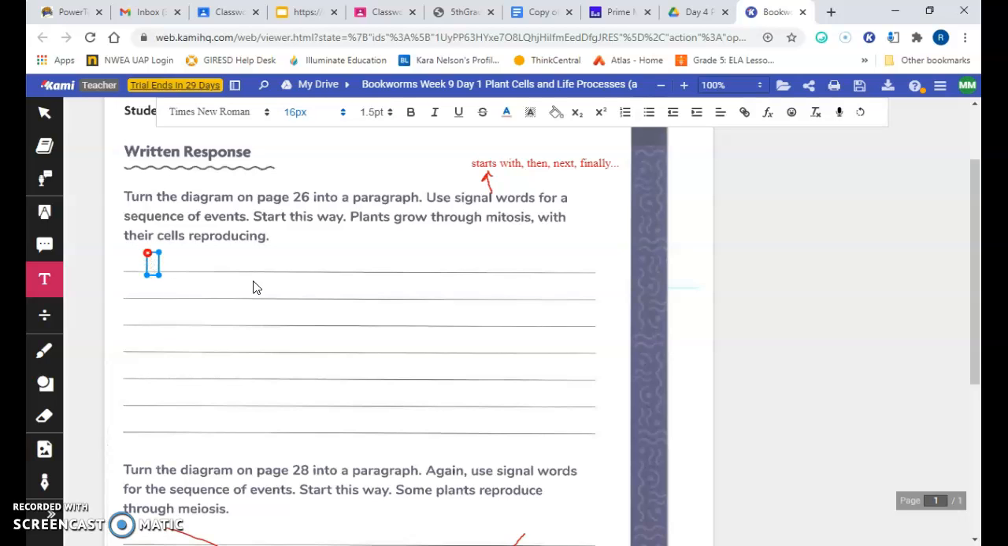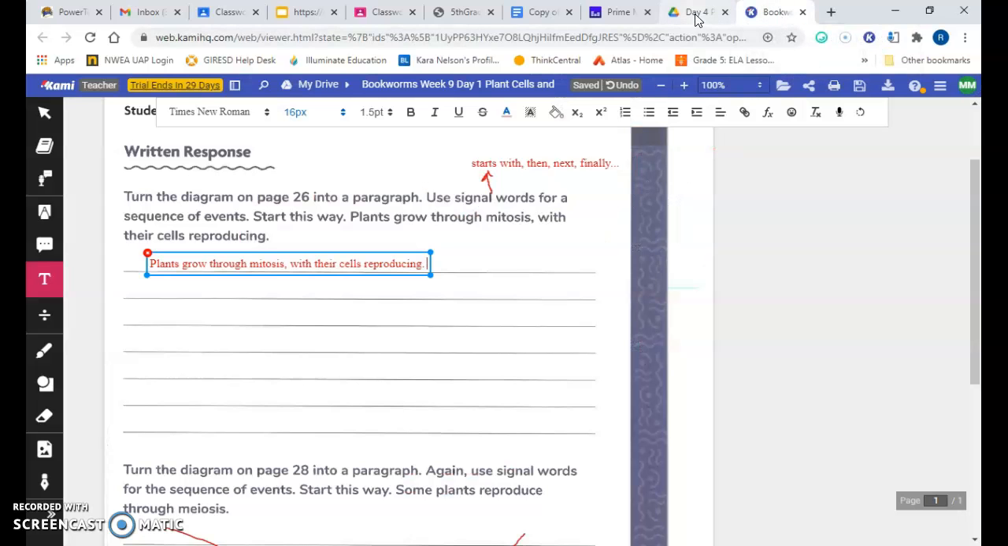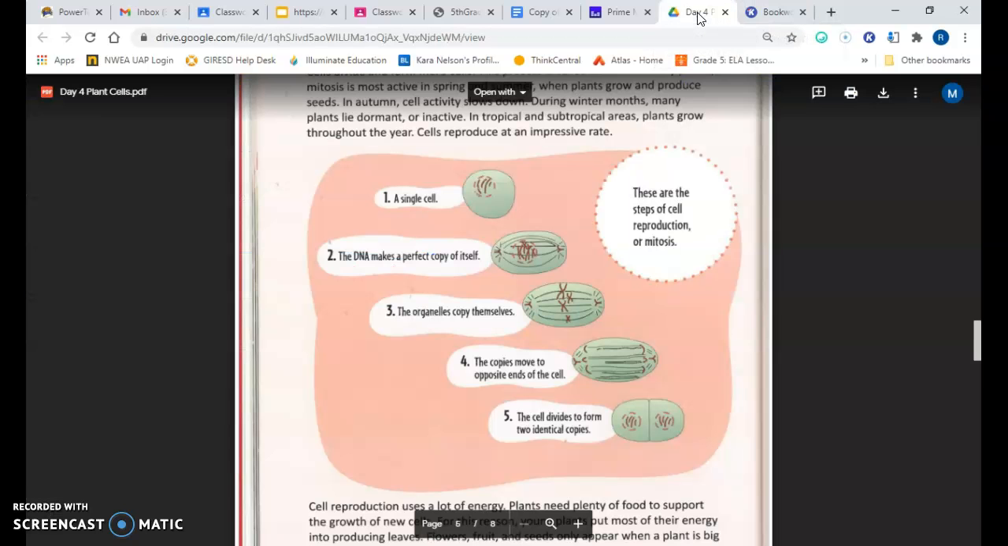So on yours, you're going to want to write plants grow through mitosis with their cells reproducing. I'm just copying those words that are up there in the directions. So that's kind of a freebie. They've already told you that's going to be your very first sentence. Now I'm going to use those signal words. So let me give you an example, and then you'll get to finish it for yourself. I would probably use as a signal word maybe that it starts with, or to begin, or something like that.